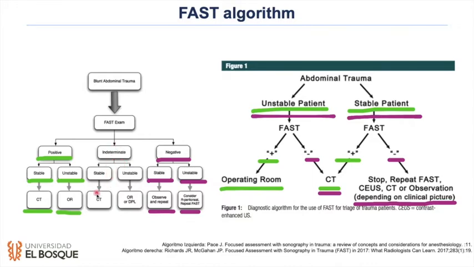So if your patient is stable, you have to do a CT just to confirm where the injury is. And if the patient is unstable and you are not sure, you have to take them to an OR or do the DPL, for example.